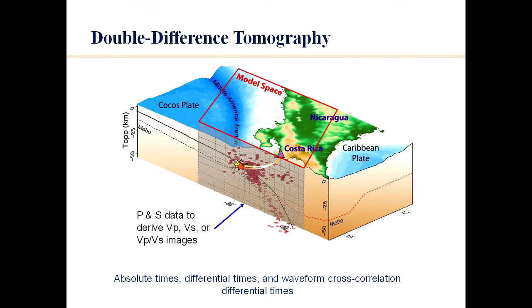All right, so double difference tomography. This is really what I do, right? So here's my model space, Costa Rica and Nicaragua. Every earthquake has body waves associated with it, right? P waves and S waves. You can measure the arrival times of the P waves and S waves on your seismograms, and you can use that data to do an inversion for P wave velocity and S wave velocity structure in 3 dimensions, if you have the right data and nice ray path coverage. So that would be considered absolute times.